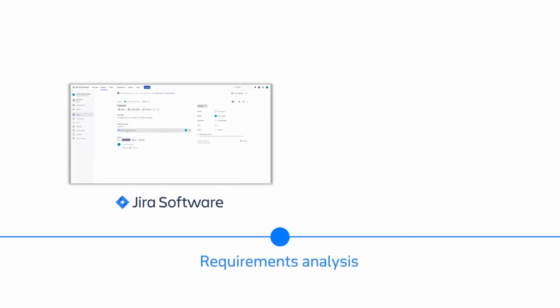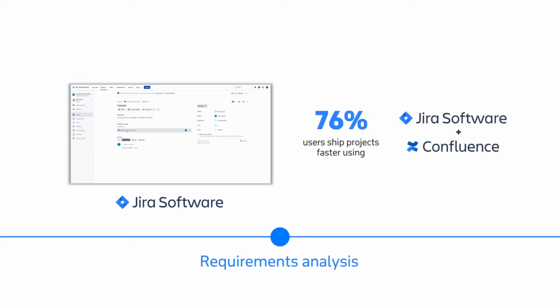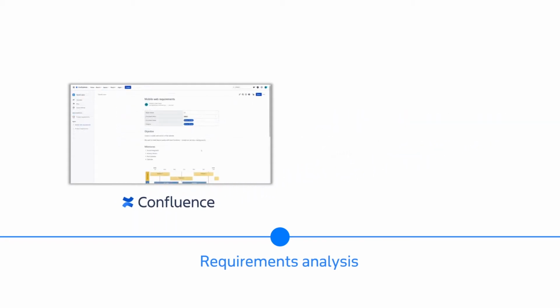76% of Jira software customers say they ship projects faster after adding Confluence. Confluence helps you keep all relevant info, such as project plan, project requirements, and meeting notes, in a single place, thus simplifying team collaboration.